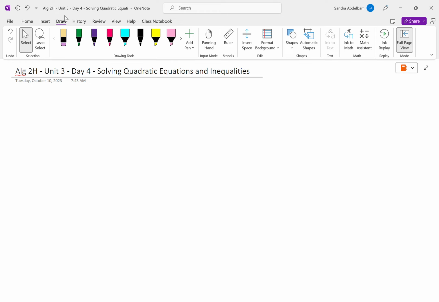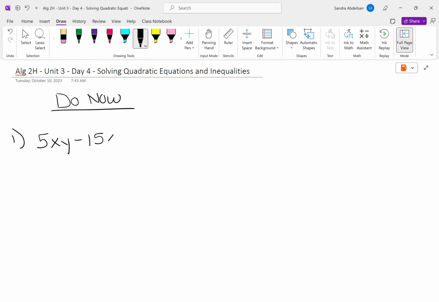Okay, are we ready to go over this do now? So the first one is 5xy minus 15x minus 2yz plus 6z. So you tell me, based on all the tips I have given you throughout this unit, where is your mind going when you see this? Where's the first thing you should be thinking to do?